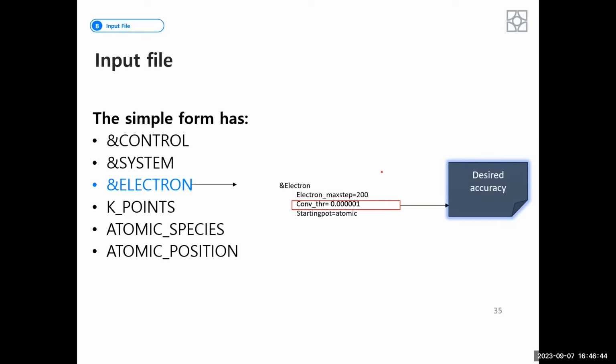Convergence threshold means that if the difference between the current iterated value and the next iterated value is 0.0001, the accuracy is achieved. Then the calculation stops.